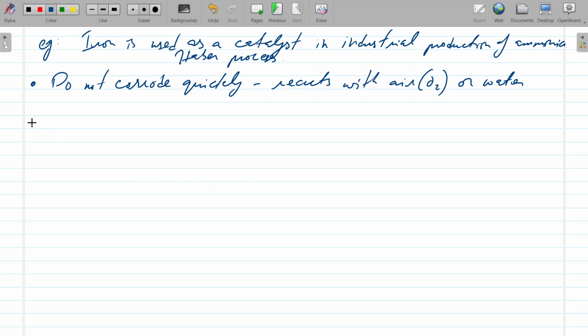So the hallmark of transition metals is that they have, where do we put this? Sorry. They have variable oxidation numbers.